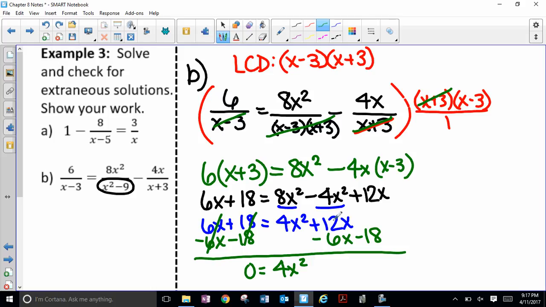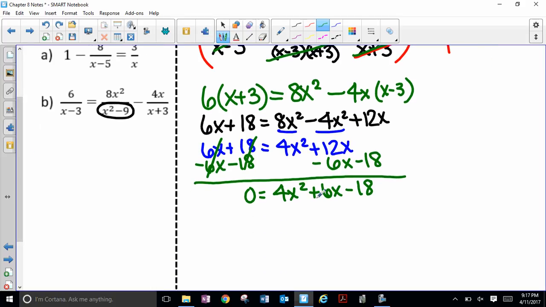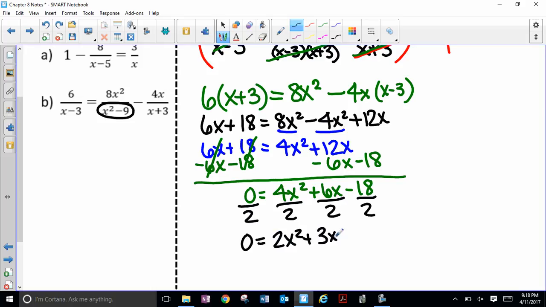So then that'll be positive 6x and minus 18. Now, hopefully you notice I can divide by 2, and you can divide everything by 2. So when you're solving an equation, instead of putting 2 in front of parentheses and then factoring, see what you have, when it's an equation, you can divide everything by the number that you want to divide out. So that's still 0. 2x squared plus 3x minus 9.